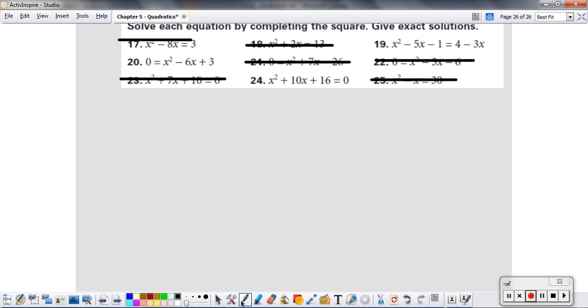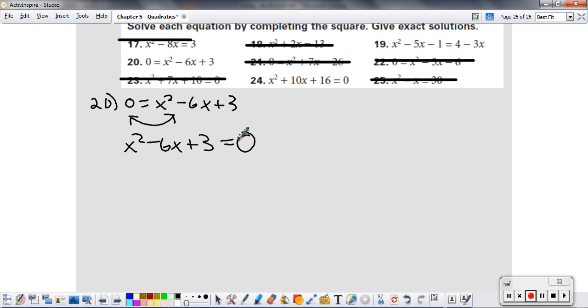Now, my next question looks a lot easier to me, so let's actually just write it out. I have 0 equals x squared minus 6x plus 3. For the sake of making it easier for me to understand and rewrite, I'm just going to rewrite this. So I have my x squared plus whatever on the left, and I have my 0 on the right. So I would have x squared minus 6x plus 3 equals 0.